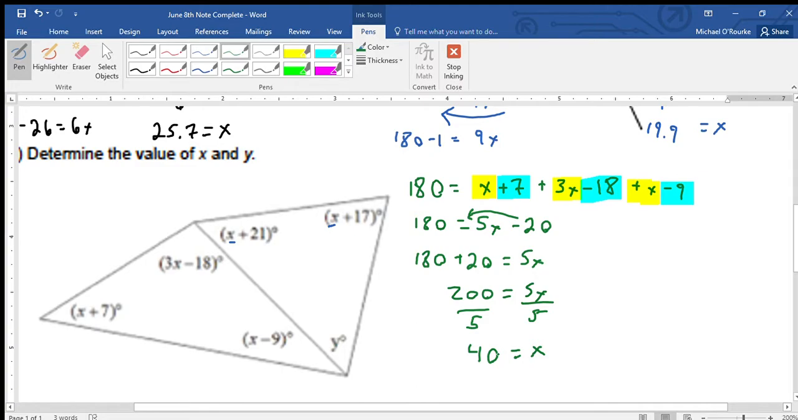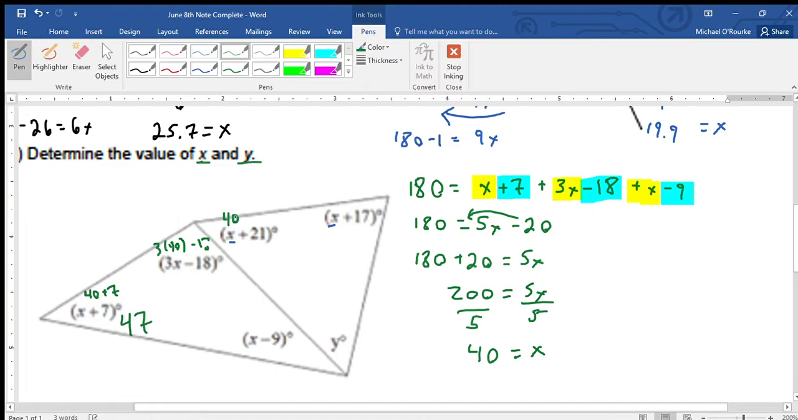So now that we know that, we could hypothetically find all the angles here. Like this would be 40 plus 7, which equals 47. This would be 3 times 40, 3 times 40 minus 18. We could go through and figure out all those, but we don't need to. The question asks, determine the value of x and y. So let's go over here and plug in that 40.